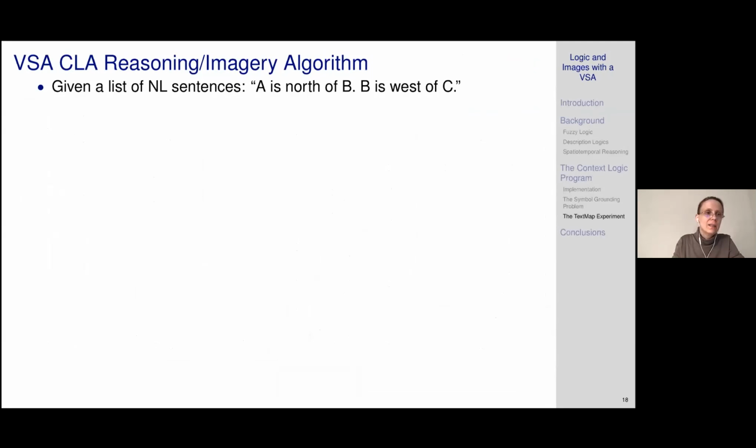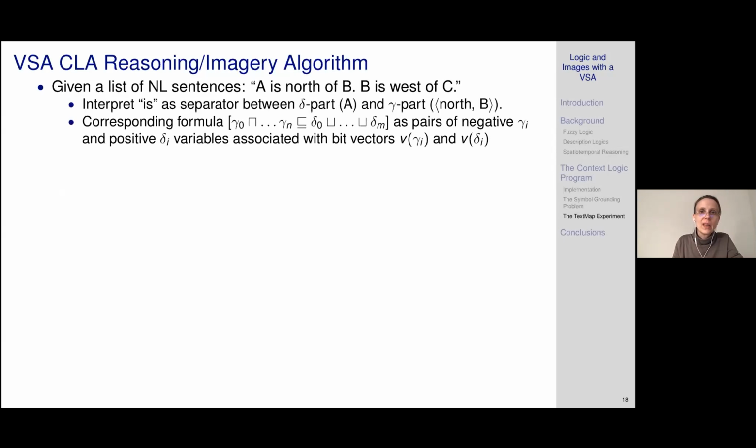Now I can have a reasoning imagery algorithm on the VSA for that. I'm running out of time, so I'll be skipping a little bit over this, but the only thing to do, coming from natural language, is quite straightforward. I take out the delta part and the gamma part, and then I have the corresponding formula. We just need pairs of negative and positive variables, and that's the whole representation on the symbolic level.